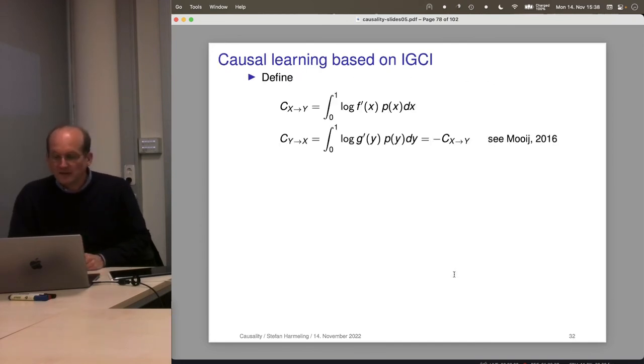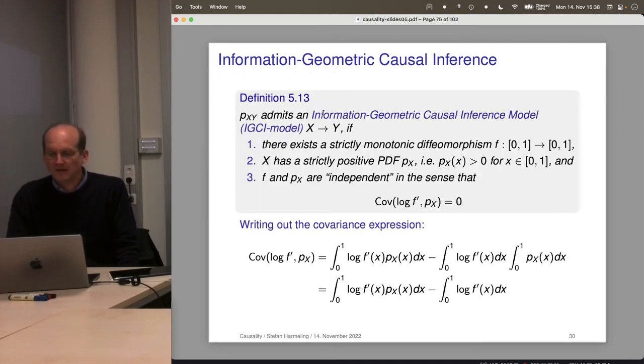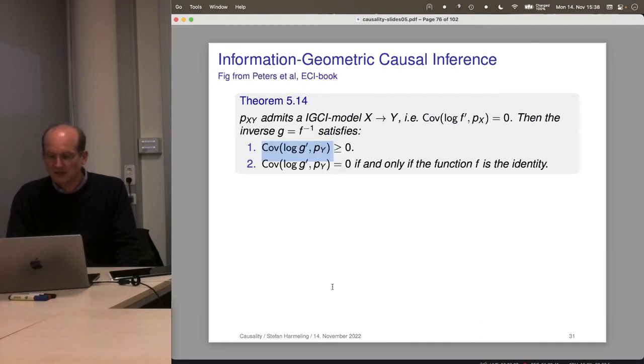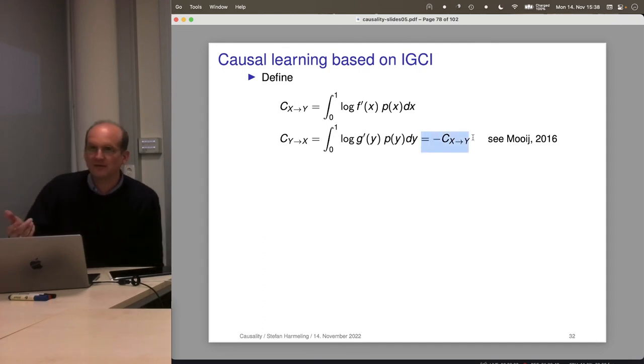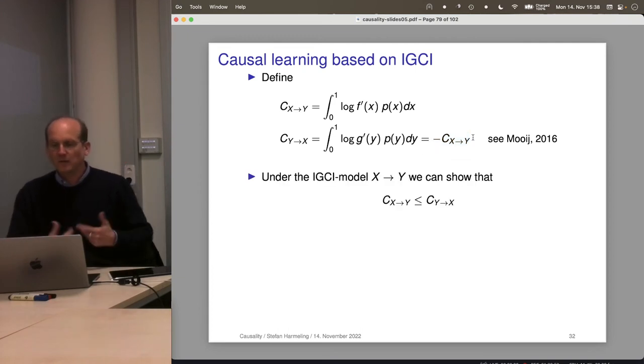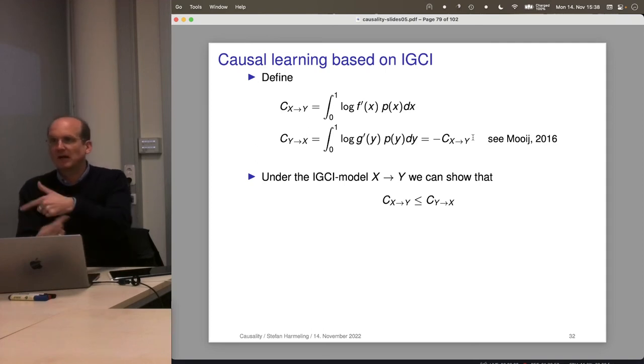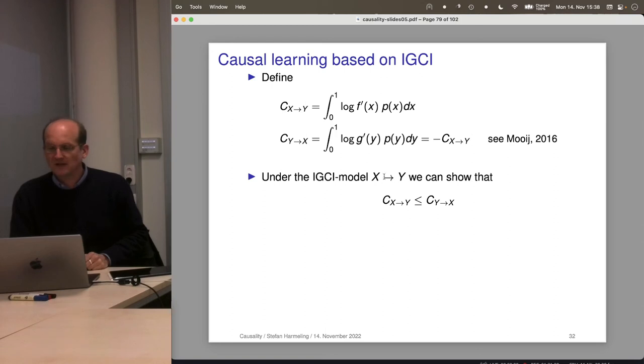How can we do it now practically? So first of all, it's enough to look at this quantity here, so that's the first part of the covariance expression, so we can ignore the back part here. We only need the first part, actually, and we can do it also for the other way around, and then there's a non-trivial thing. You can also show that one is minus the other. Okay, now the question is, which one is smaller? So that's basically it. It can be derived from the assumption. Okay, and if the CXY is smaller than the other one, then basically we have an IGCI model in X to Y.